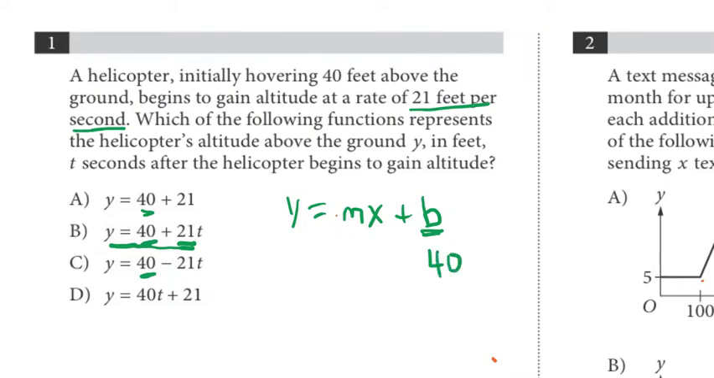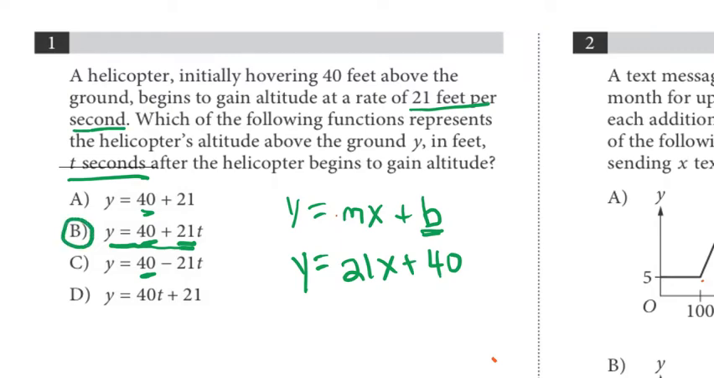on the x-axis. In this case, that would be the amount of seconds t after the helicopter begins to gain altitude, and that would be here. So y equals 21 feet, so it's 21x plus 40, as we know. Answer choice B.